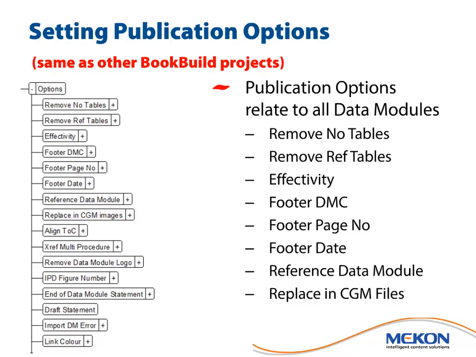The footer data module code gives you the option of either having it or not. The footer page number allows you to change the formatting of that, as does the format date. The reference data module: if the reference data modules have got titles, it enables you to cut those out. Now, some of our clients have placed a data module reference inside CGM files. What this does is it enables you to interrogate the CGM files and change any data module references to actual proper cross-references stating chapter or section and paragraph number if you wish.